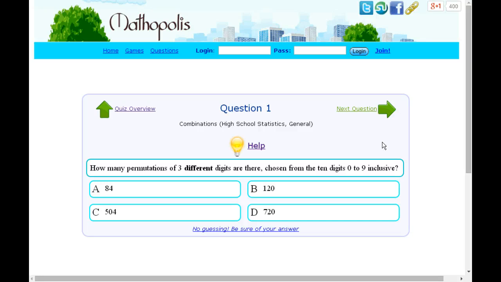Okay, so what we have here is a permutation problem. It's given to us right in the question that it is looking for the number of permutations. We're going to do a bunch of problems real quick, maybe 5 or 6, that will help us make sure we're using our formulas correctly. But this one really tells us it's a permutation.